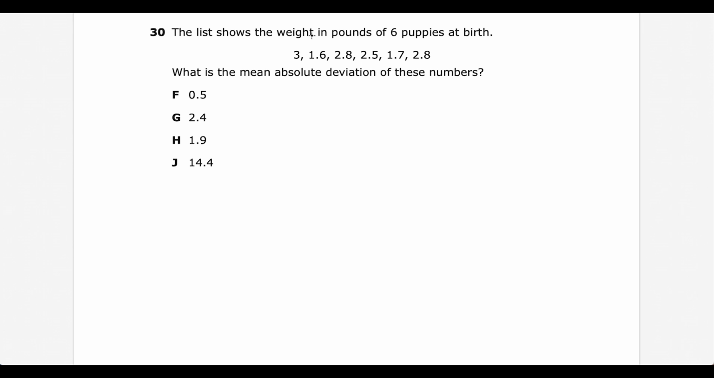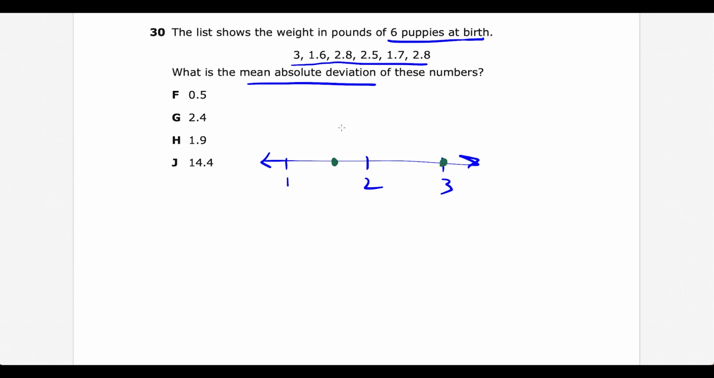So question 30, we have the weight of 6 puppies at birth. So here are their weights, and we want to know the mean absolute deviation of these numbers. What I imagine for something like this is, let's say I number this 1, and I'm going to leave plenty of space, 2, 3, like this. And I just plot these 6 numbers. So 3 is over here. Then 1.6 is roughly here. 2.8 is over here. Then we have 2.5. We have 1.7, a little bit past this one. And then 2.8 repeats again, so we have a second point over here.